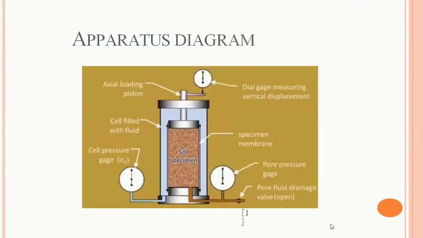So this is the diagram. As you can see, this is the gauge measuring vertical displacement. Then this is the axial loading piston. Then this is the cell filled with fluid. Then this is the soil specimen. This is our specimen membrane. Then this is the cell pressure gauge denoted by sigma 3. And this is the pore fluid drainage valve, open or closed. Of course now it is open. And this is the pore pressure gauge.